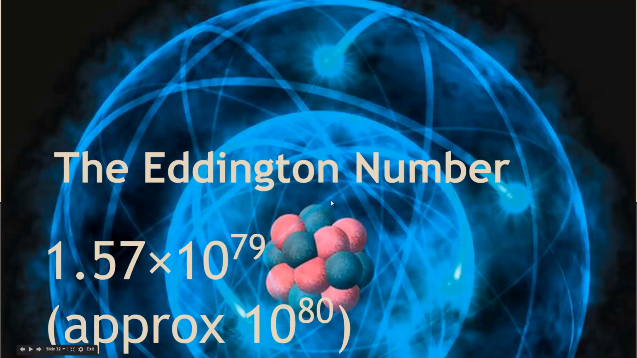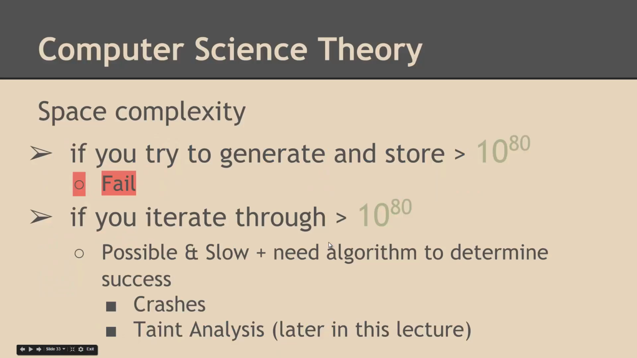Now for an important number that anyone who's constructing a fuzzer or planning a fuzzing campaign should be aware of: the Eddington number. It is 1.57 times 10 to the 79, which is approximately 10 to the 80. Scientifically, it is the theoretical number of observable protons in the universe, perhaps discounting dark matter ones if they have a dark matter analog. So this is important for space complexity.